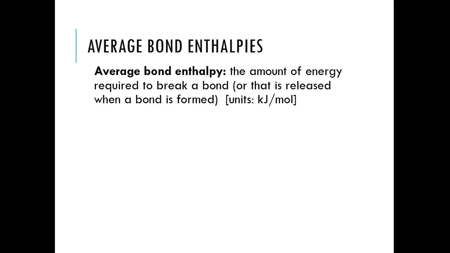Okay, last part of this, we're going to talk about average bond enthalpies. And these are found in table 11 in the data booklet. The average bond enthalpy is the amount of energy that is required to break a bond or that's released when the bond is formed. And the units are kilojoules per mole. So it's basically if we broke an entire mole of these bonds, how many kilojoules would be required.